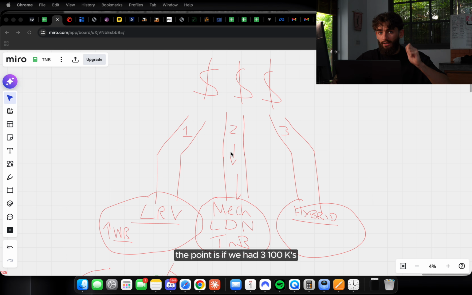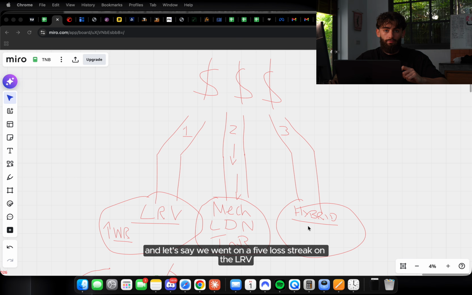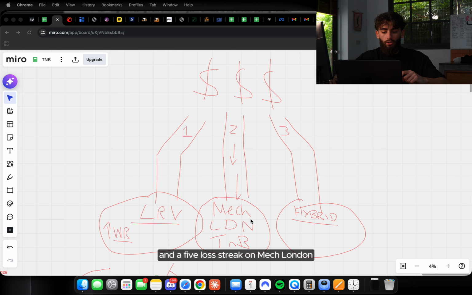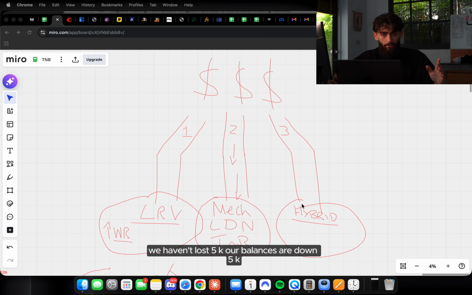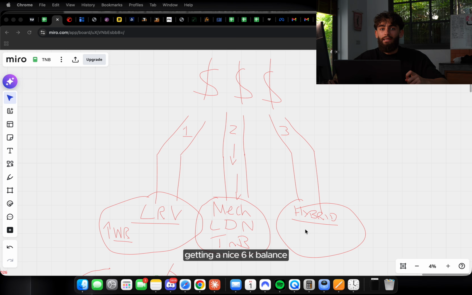The point is, if we had 300Ks, 1 on each model, and let's say we went on a 5 loss streak on the LRV and a 5 loss streak on Mech London, and we were risking 1K. Our balances on both of those accounts would be down 5K on each. So we'd have 5K remaining. We haven't lost 5K. Our balances are down 5K. And let's say we have a 2 win streak on the hybrid, getting a nice 6K balance, risking 1K. After fees, if we pay that account out, we've made 4.5K. These challenges cost us 400 each.